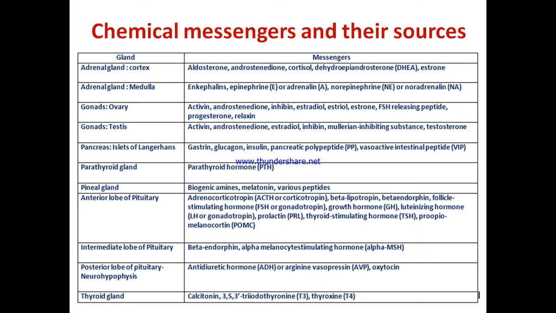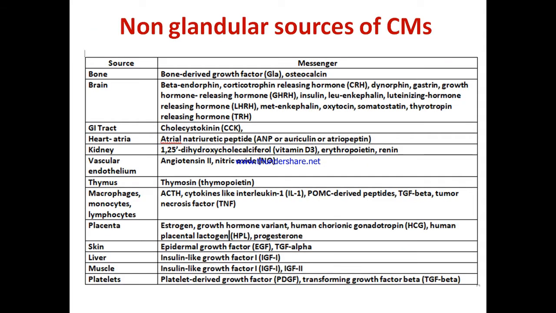norepinephrine, adrenaline, and noradrenaline. Gonads: there are two types of gonads, ovary and testis. The ovary secretes activin, androstenedione, inhibin, estradiol, estriol, estrone, FSH releasing peptide, progesterone, relaxin, etc. Whereas the testis secretes activin, androstenedione, estradiol, inhibin, Mullerian inhibiting substance, testosterone, etc. Like that, different glands or secretory cells produce different chemical messengers or hormones.